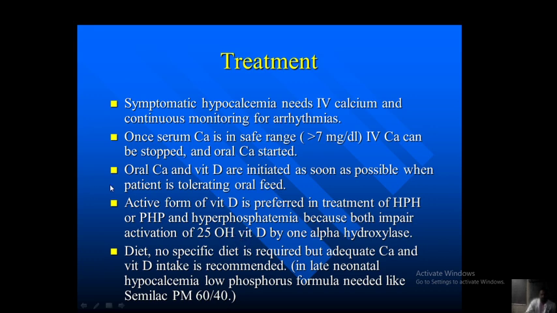So also oral calcium and vitamin D3, we can also give. The active form of vitamin D is preferred. We generally prefer to just write vitamin D3, which is 1,25-hydroxycholecalciferol. And also we recommend a calcium-dependent diet.